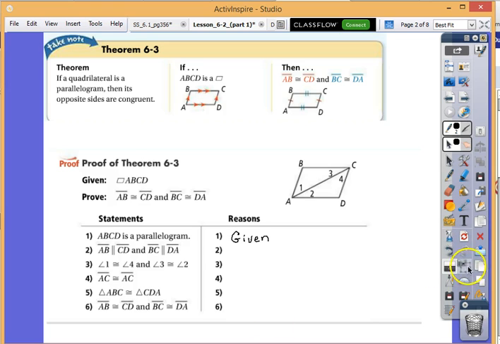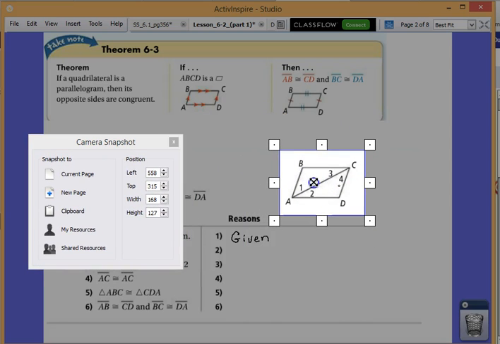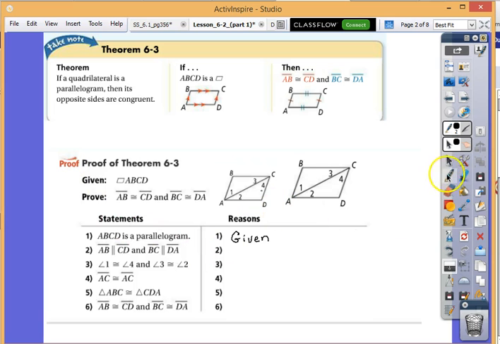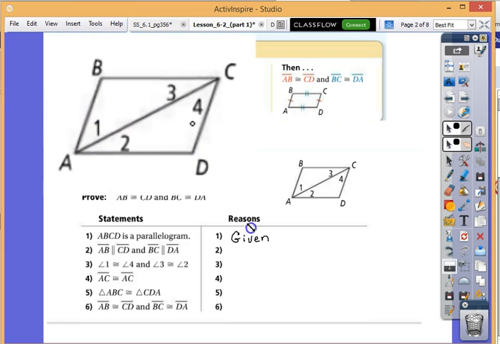So what I think I'm going to do is take a little picture of the figure, and I'm going to make it a little bit bigger so we can mark on it. Can you see me now?